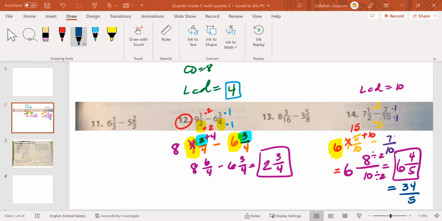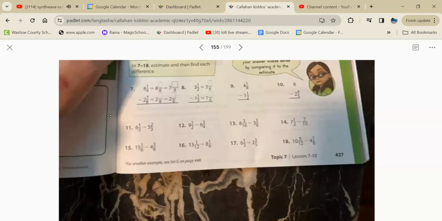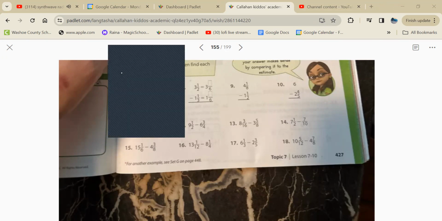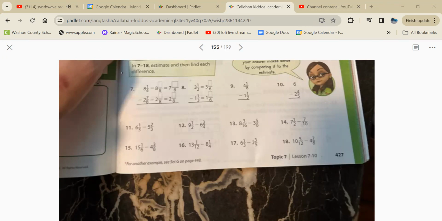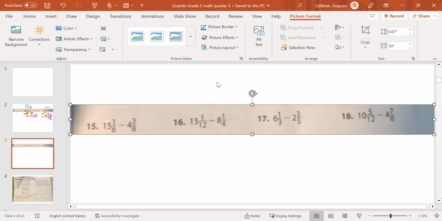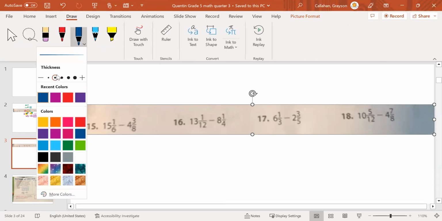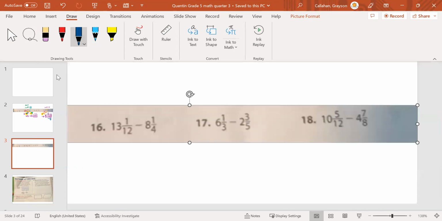What other questions do you feel like you would like to go over? We did number 11 to 14. Pick one that's from 15 to 18. Okay, we could do number 18. Number 18, the second set is a lot harder than the first set. And the reason I said that is because what do you notice about the common denominators here? What do you notice about the common denominators? Yeah, it's not like before.